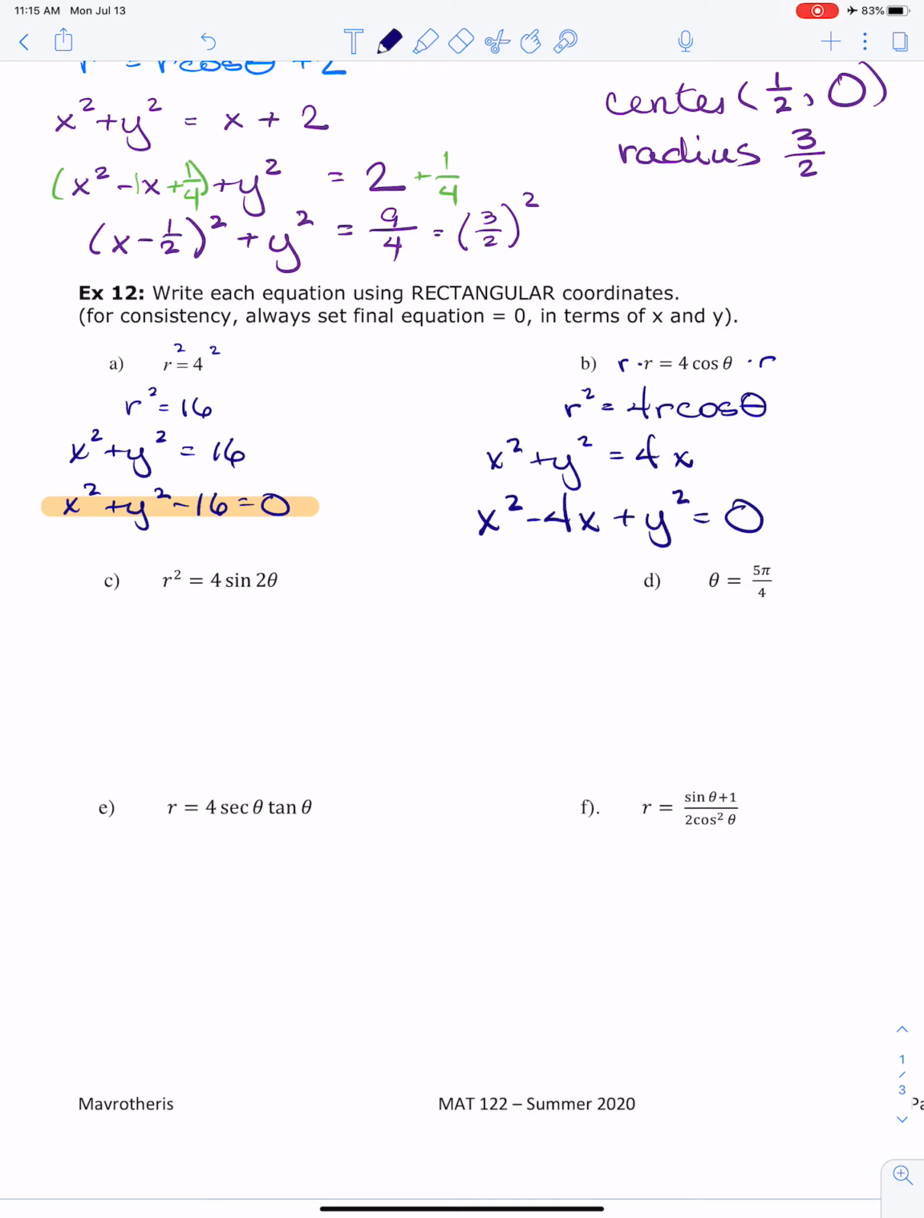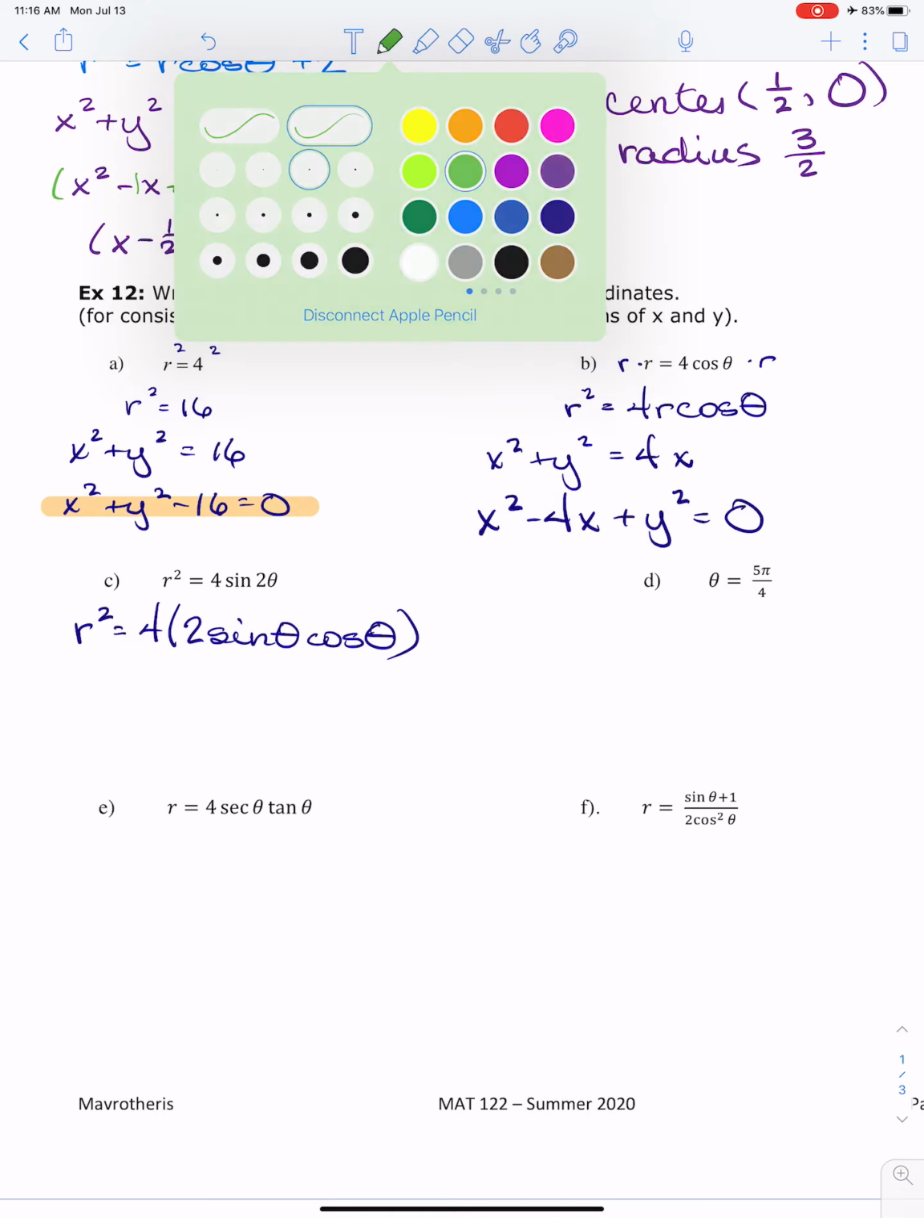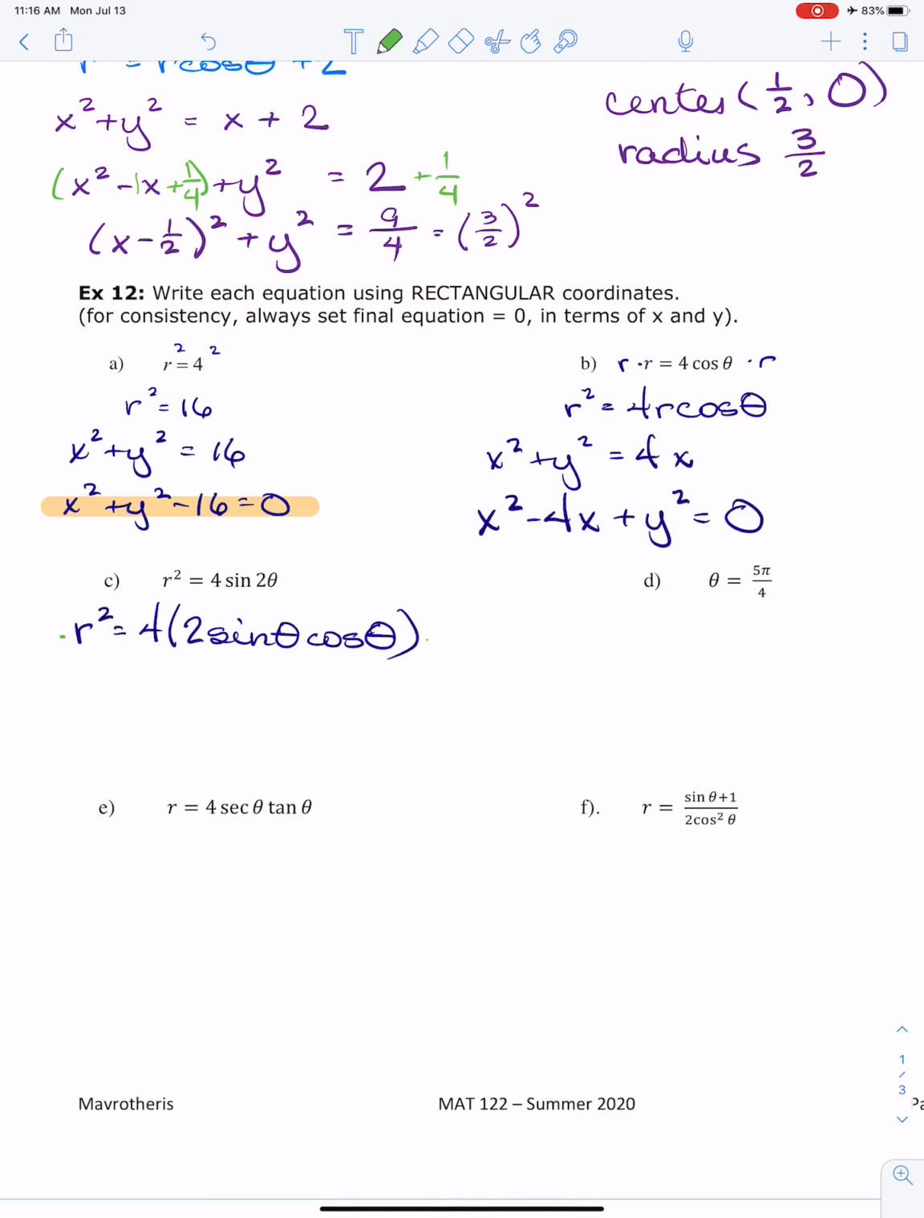C, I got r squared equals 4 sine 2 theta. First off, I can't work with the sine 2 theta, so I'm going to use a double angle formula. This becomes 2 sine theta cosine theta. Before I can rewrite those as x's and y's, they need to have r's in front of them, which means that I am going to have to multiply by r squared over here, so I have an r sine theta, r cosine theta, which means I do need to do the same thing to the other side.